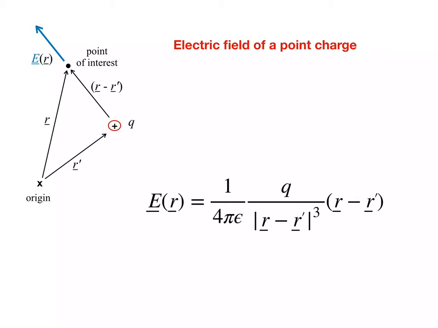This is simply Coulomb's force law, only omitting the charge on which that field acts at the point of interest. The cube dependence of the denominator comes about because it includes the 1 over distance squared dependence of Coulomb's law and also normalizes the vector r minus r prime to create a unit vector that identifies the direction of the field at the point of interest.